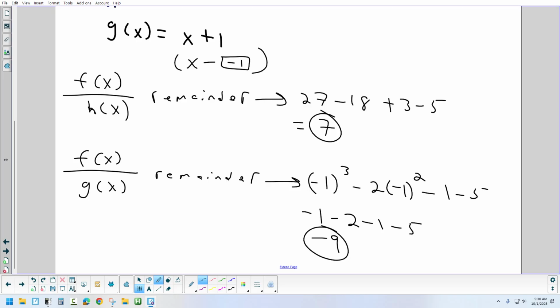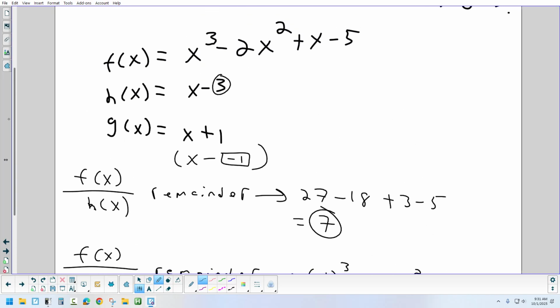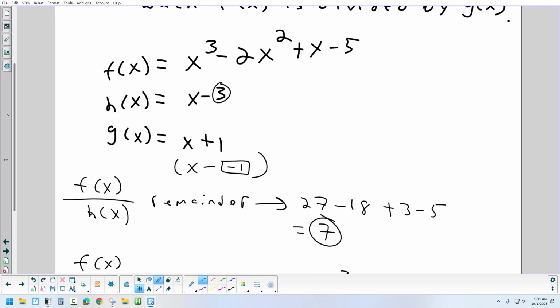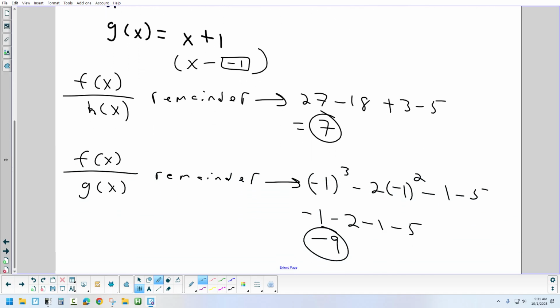Is g of x a factor of f of x? Declan? No, not a factor. So what is a factor? Well, we don't want to just keep guessing. Let's try x minus 3, x minus 2, x minus 5. You know, there is a way to figure out what is a factor, but that's not today. But those two are not.